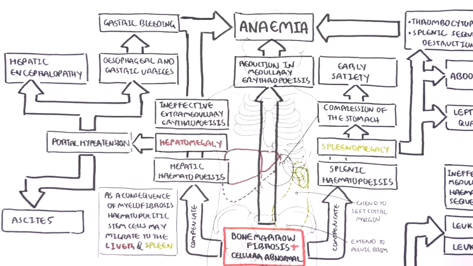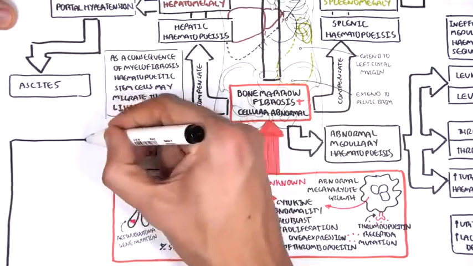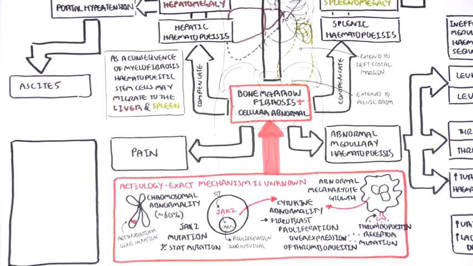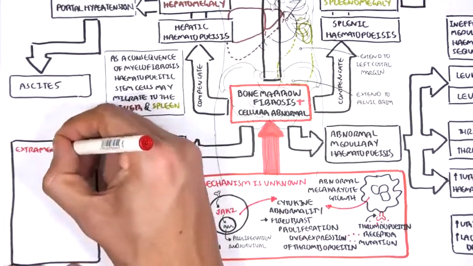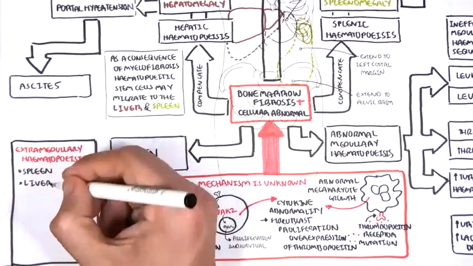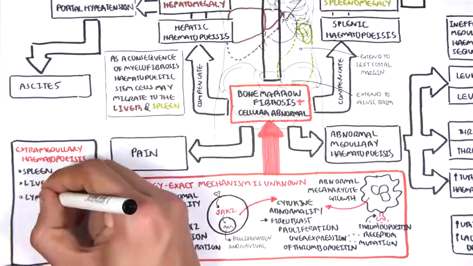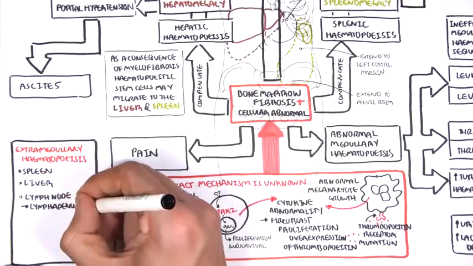When the bone marrow cannot perform hematopoiesis properly, extramedullary organs take over the job, as mentioned. Now, extramedullary hematopoiesis is very interesting. The spleen and the liver are usually responsible for the majority of extramedullary hematopoiesis when the bone marrow fails. But the lymph nodes can also do this, leading to lymphadenopathy.